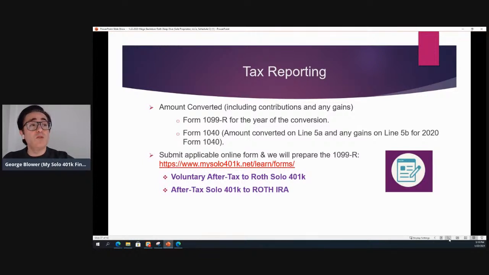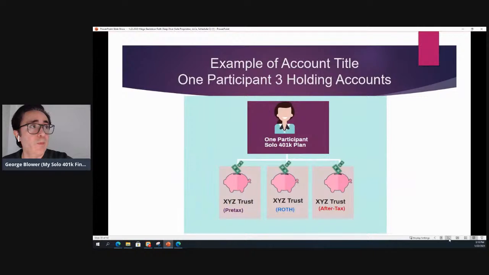Again, like we talked about in the prior slides, you need to let us know about the amount that was converted so we can gather the information needed to generate that 1099-R. You can go to mysolo401k.net, click on the Learn menu, then click on Forms, and you'll see the links to the applicable forms to submit that online form.